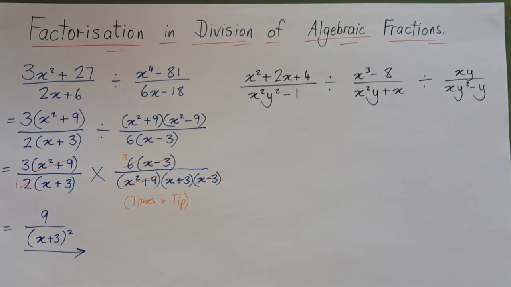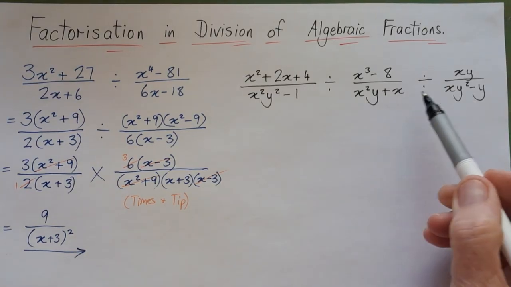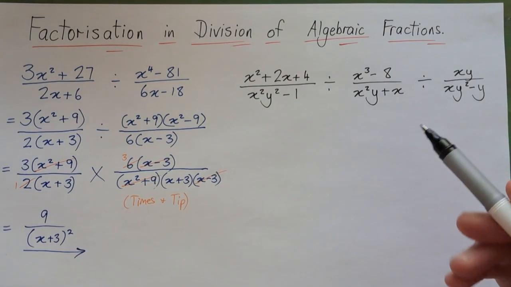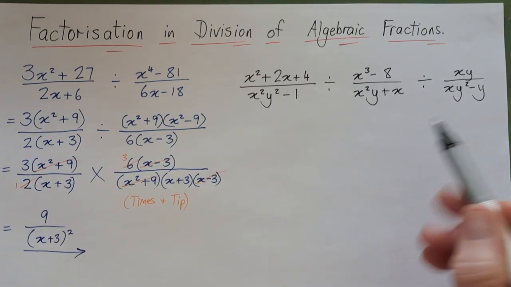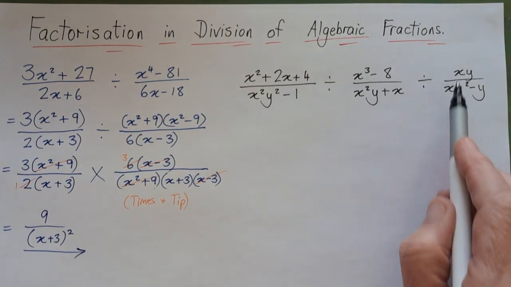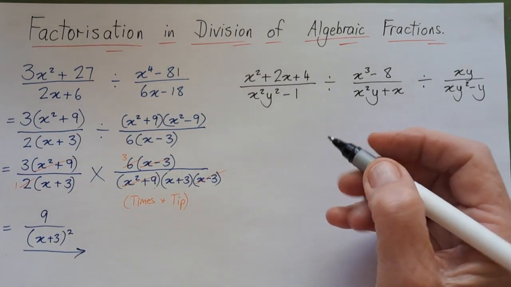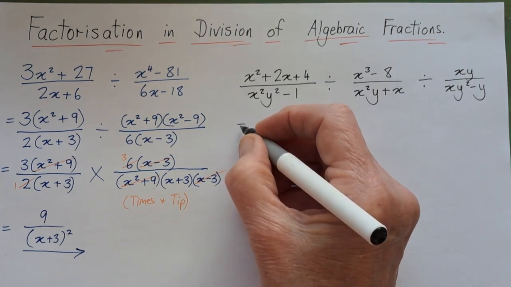Right, let's have a look at this one where I've got 3 fractions and only division signs. So again, remember, I am going to be changing my division into multiplication, but at the same time I also need to be looking at all the numerators and denominators to factorize where possible.